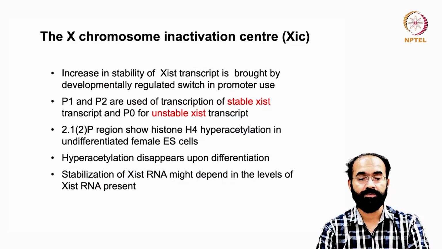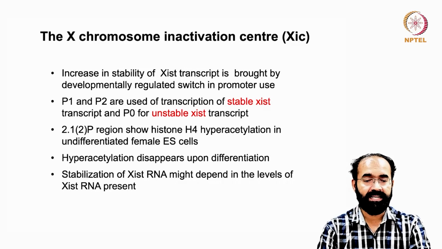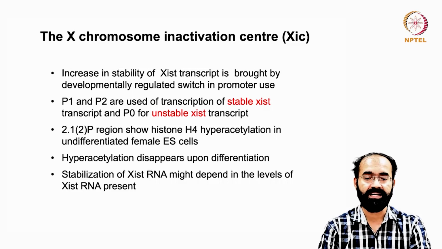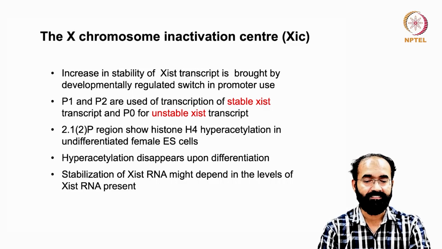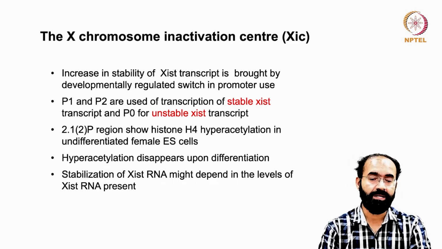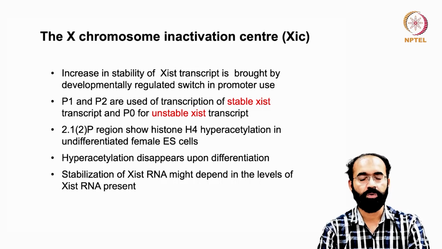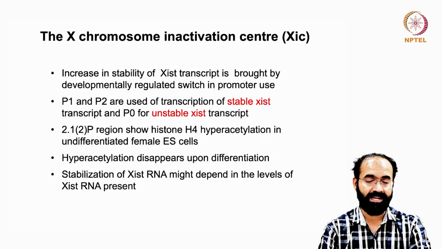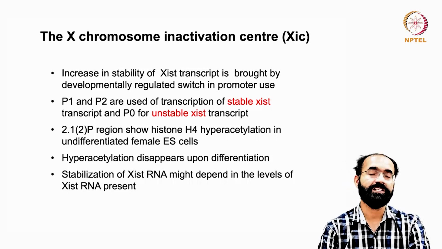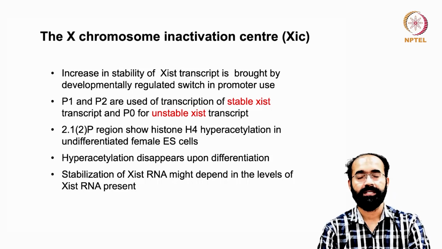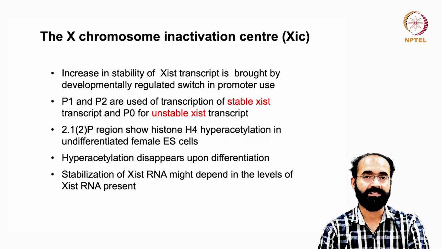So in the X chromosome inactivation center, the increase in the stability of Xist transcript is usually brought about by a developmentally regulated switch in promoter use, like we saw P1, P2, P0. P1 and P2 are used for the transcription of stable Xist transcript, and P0 is usually meant for transcribing an unstable Xist. So based on which promoter is being used, the stability of Xist can vary. So P1 and P2 usually give a stable Xist, P0 gives an unstable Xist.